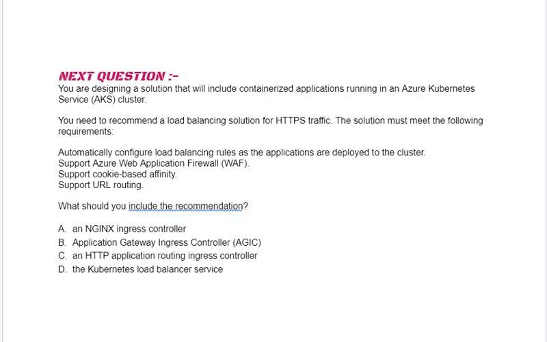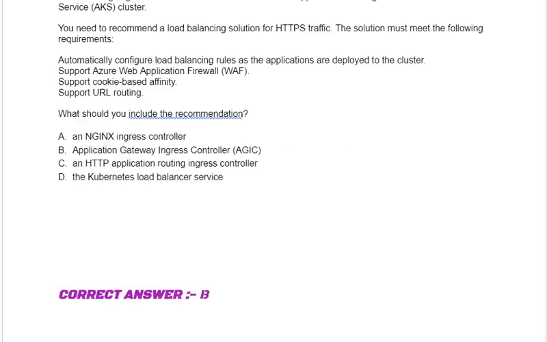Option A. An NGINX ingress controller. Option B. Application Gateway Ingress Controller, AGIC. Option C. An HTTP Application Routing Ingress Controller. Option D. The Kubernetes Load Balancer Service. Correct answer is option B.